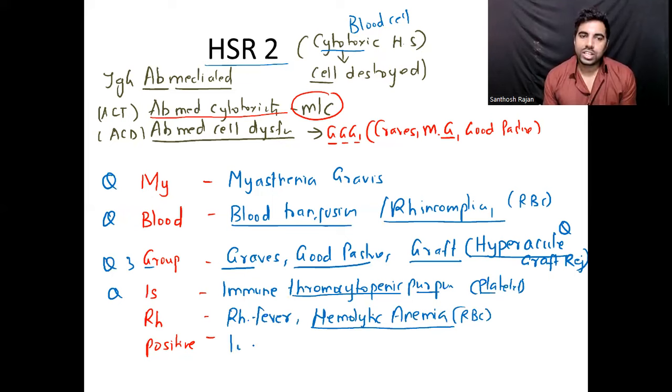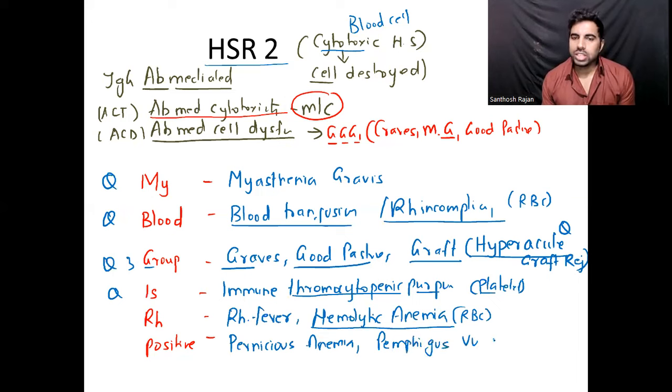And the last one, again one more anemia. P for pernicious anemia, and one more P, pemphigus vulgaris. Pemphigus is a little less asked, more of a derma topic, but these days anything can come. So two P's will come: pernicious anemia and pemphigus vulgaris. Not the other disease which we're going to talk about in a while, that comes next. That's it. Okay, got it.